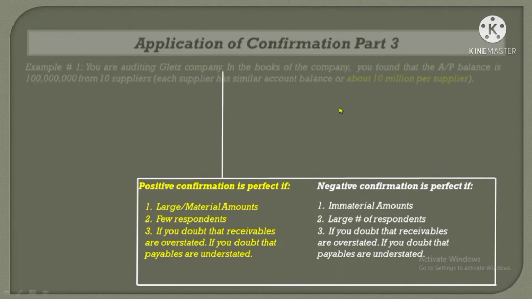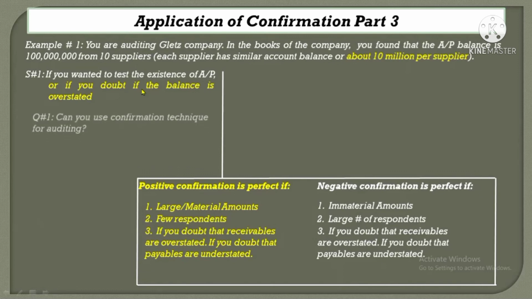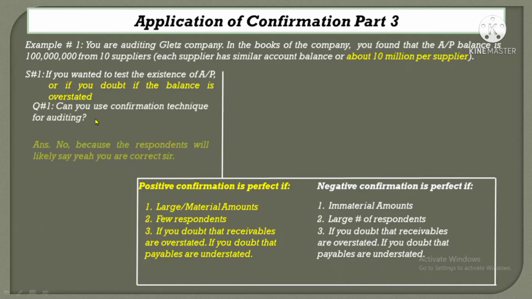This is basically the same as example number 1. However, here the receivables became payables, so everything in example number 1 will also be reversed. In situation number 1, if you wanted to test the existence of the accounts payable, or in simple terms, if you doubt that your balances are overstated or the accounts payable is overstated, then question number 1: can you use the confirmation technique for auditing?